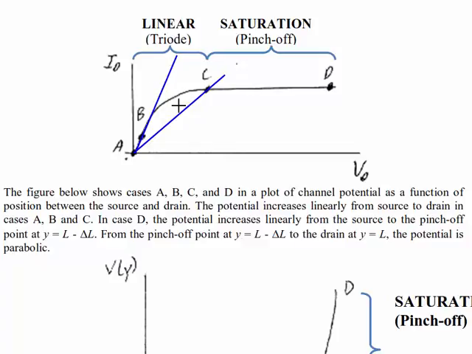The channel resistance corresponding to case B would be the reciprocal of the slope of this first line. The channel resistance corresponding to case C would be the reciprocal of the slope of the second line. Line B has a steeper slope, so 1 over steeper is a smaller resistance than case C. 1 over a smaller slope is a higher resistance in case C than in case B.